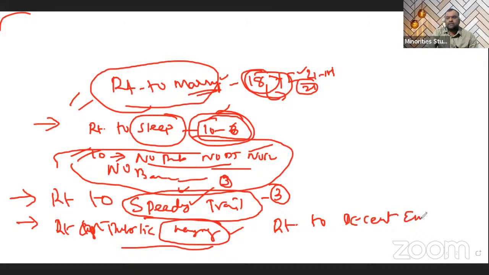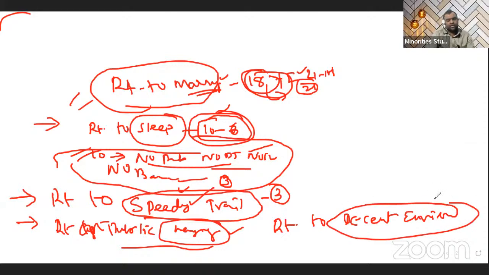Right to decent environment. Wherever you are locating your surroundings, your residence, your living places, all the spaces should have a decent environment. And very important, right to intercaste marriage. This also comes under Article 21.